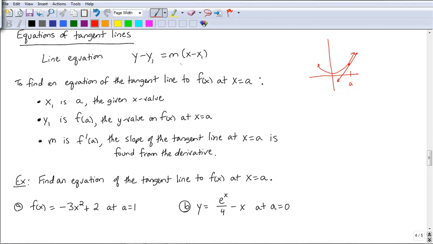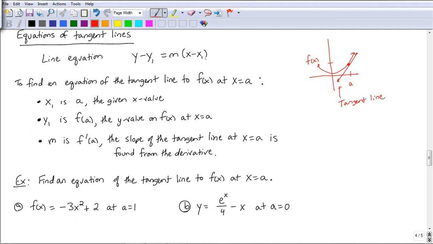But the x1, y1 is the point on the graph where the tangent line touches it. So the x1 is that point a on the x-axis, and y1 is the y value that goes with that point a. And to find the slope of the tangent line, I've got to figure out the derivative at a, because the derivative tells me the slope of the tangent line. And so that's what we have here. To find the equation of a tangent line to f of x at x equals a. So f of x would be the graph, and this line here is the tangent line.